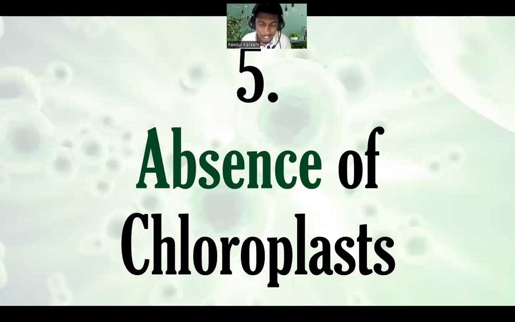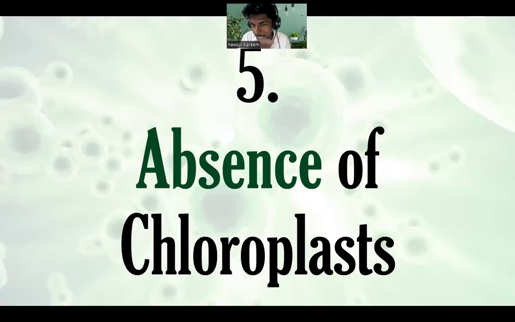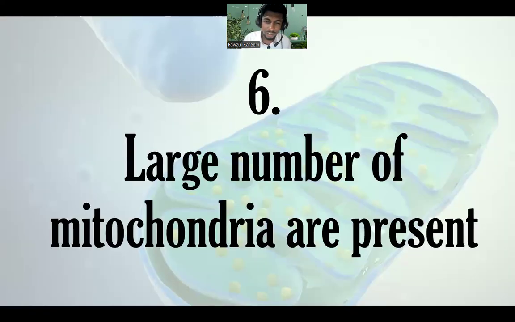And the fifth one, absence of chloroplast. Normally the plant cell will have the chloroplast, but this meristematic tissue doesn't have the chloroplast, so they don't have the ability to do photosynthesis. They have only one function. What is the function of the meristematic tissues? Producing new cells. That is the only function of the meristematic tissue. They don't have any other functions.